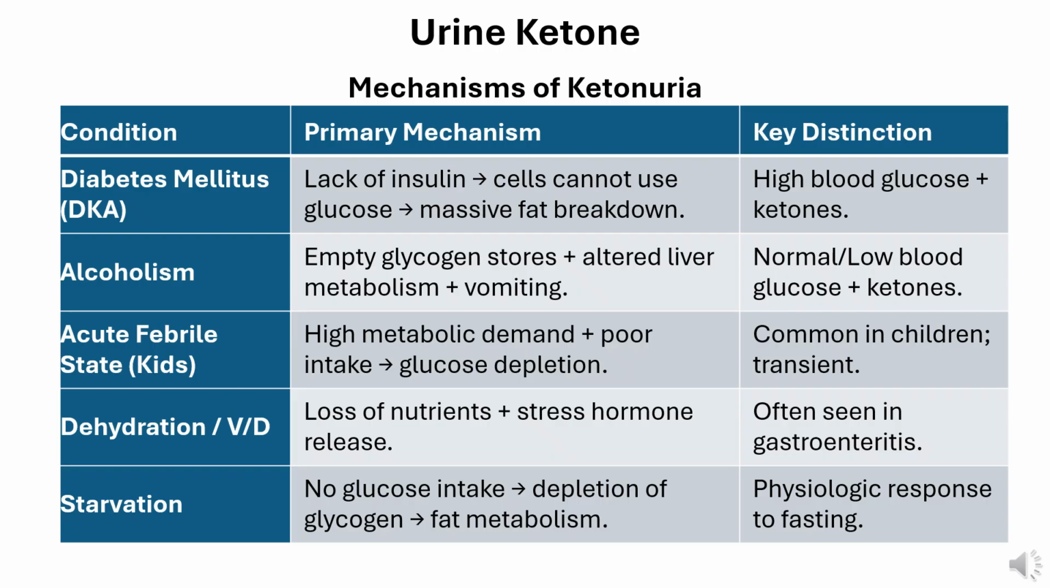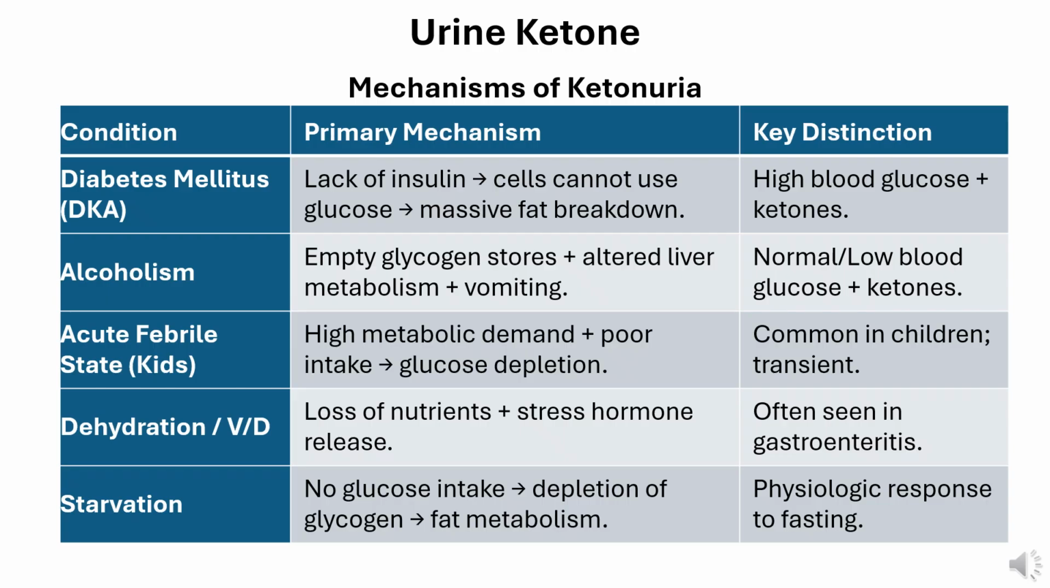3. Acute febrile state in children is common. Fever drastically increases the body's metabolic rate, burning through glucose stores quickly. Sick children often refuse to eat, with poor oral intake. The combination of high demand and low intake depletes glucose, forcing the body to burn fat, leading to starvation ketosis in the child.